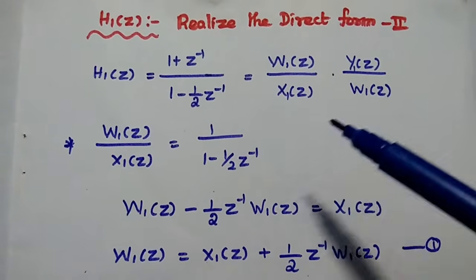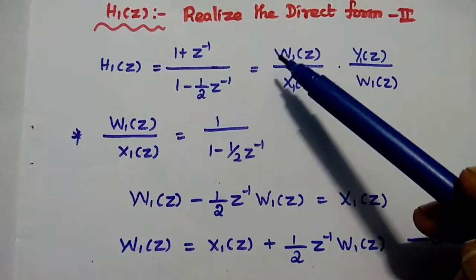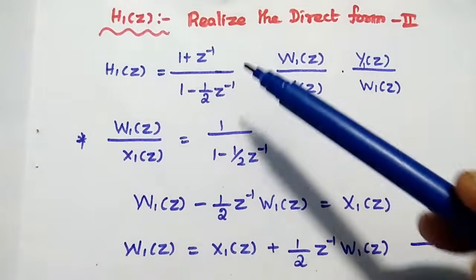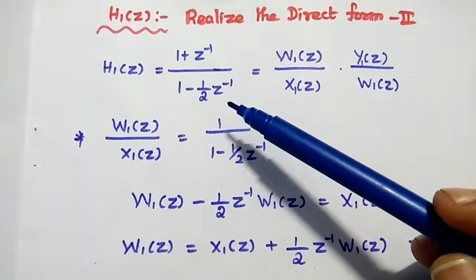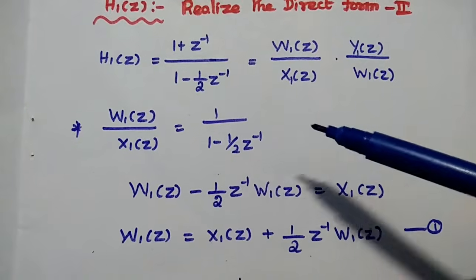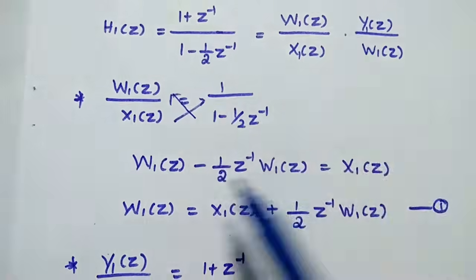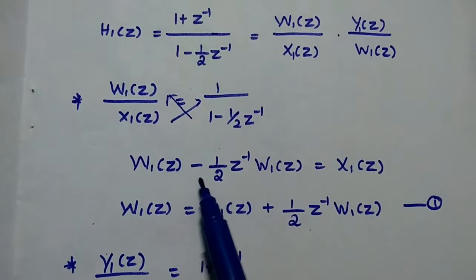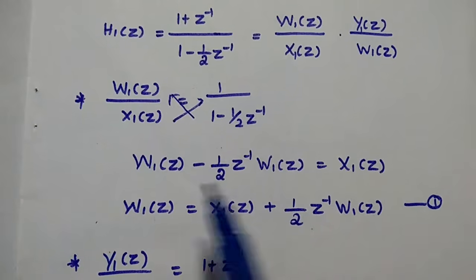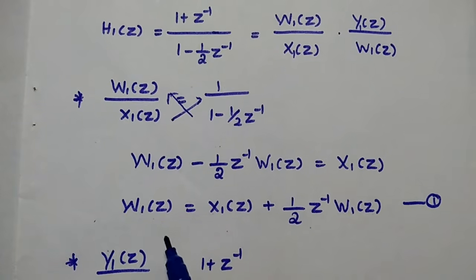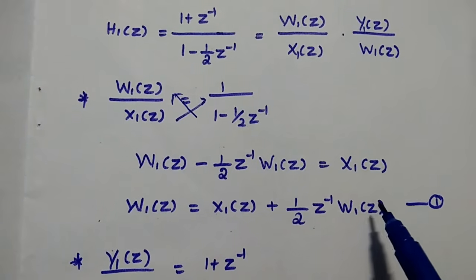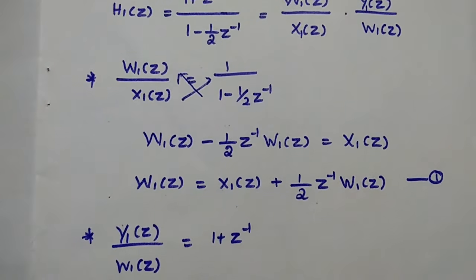So in the next step, we are going to equate this W1 of z by X1 of z is equal to 1 by the denominator value of this transfer function. So here it is 1 divided by 1 minus 1 by 2 z power minus 1. To cross multiply this, then W1 of z into 1 minus 1 by 2 z power minus 1 W1 of z is equal to X1 of z. From this we can get W1 of z is equal to X1 of z plus 1 by 2 z power minus 1 W1 of z. Consider that as the first equation.